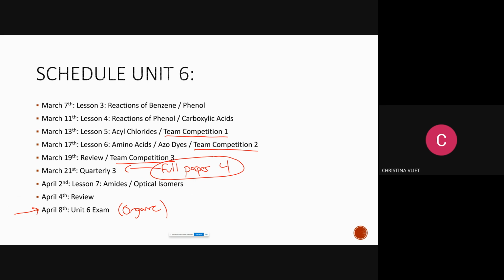All right? So, yeah, full paper 4, it's going to have everything. From acids and bases all the way, it's going to include what we're learning now. Because you'll notice we'll almost be done with everything. We're literally just missing one small lesson. All the content will technically be there for that quarterly. We'll have done everything. So, FYI, that's what's coming up on the schedule.